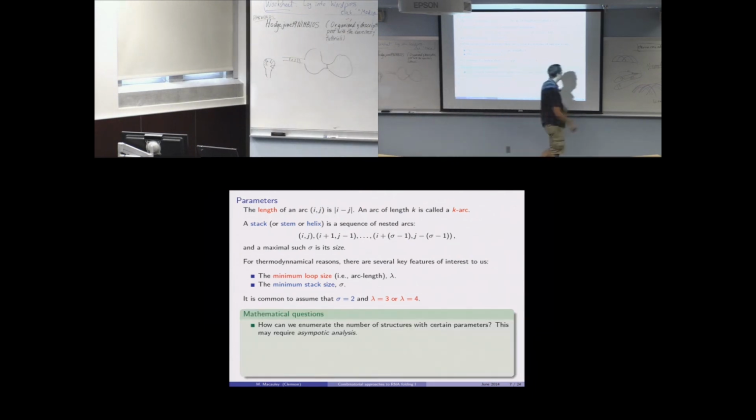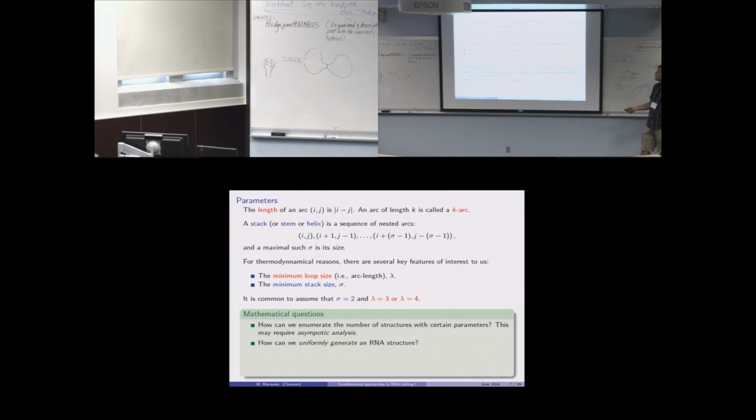So here are some mathematical questions. Let me just throw these out. People have studied how we can enumerate the number of structures with certain parameters. How many things like this are there? It's more interesting asymptotically, maybe not exact formulas: does the number of things grow exponentially, quadratically, logarithmically, things like that. So this may require asymptotic analysis, a lot of complex analysis applied to combinatorics and generating functions. Those are the tools that people use.